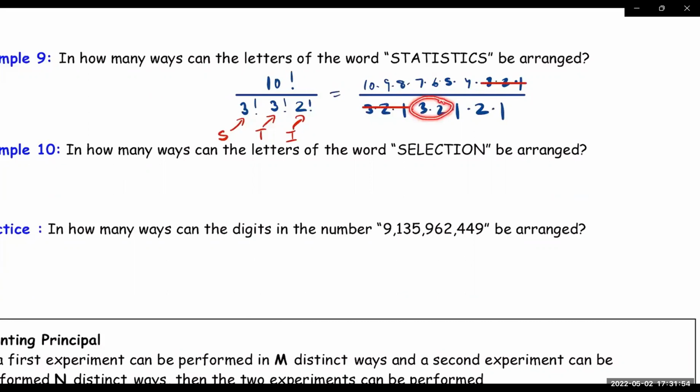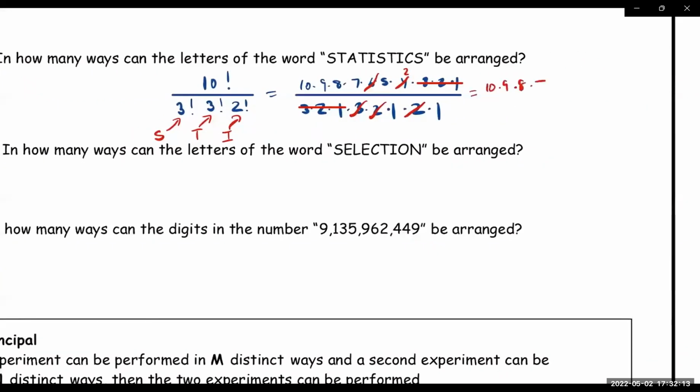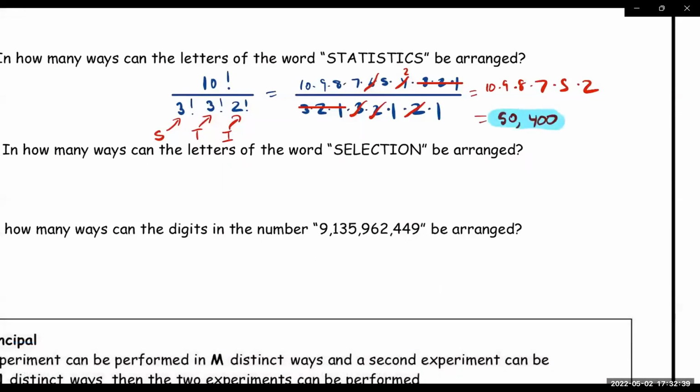And then look at that. 3 times 2 is 6. So you can cancel out the 6 with the 3 and the 2. And then the 2 goes into the 4 twice. So your final answer is going to be 10 times 9 times 8 times 7 times 5 times 2. All right, so let's see what that turns out to be. I'm getting 50,400 different ways to arrange those letters.